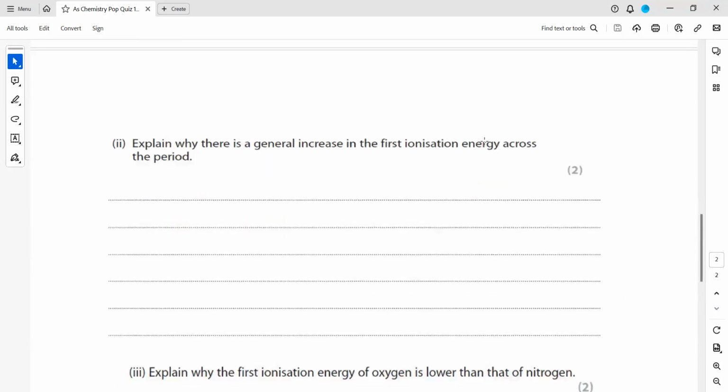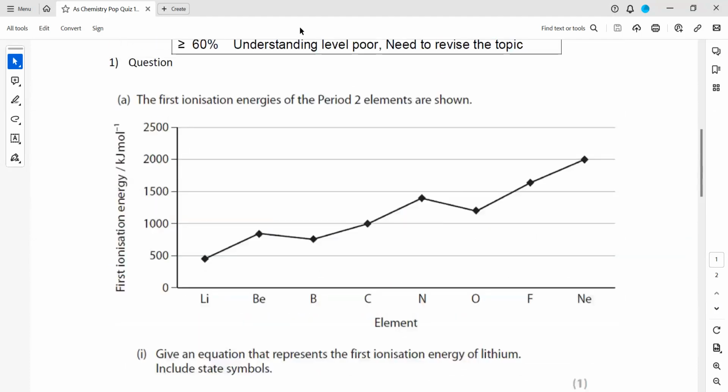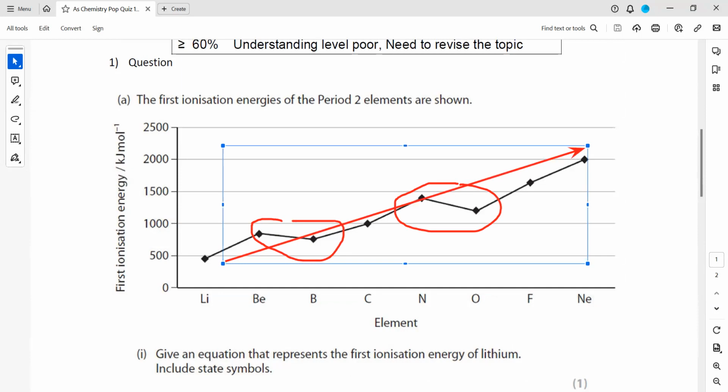Explain why there is a general increase in first ionization energy across the period. Look, there are dips. You can see boron and beryllium, and oxygen and nitrogen, do not follow that. But what is the general trend? Generally, you will see that the ionization energy is increasing as you are moving across the period. So how do you explain this general trend?